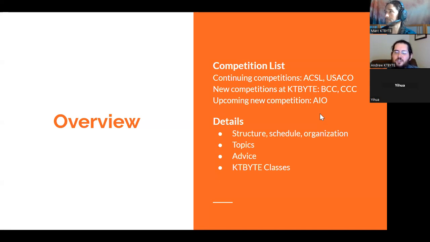So there are some similarities as well as differences between all of these options, and we'll try to clarify those things for you. We'll talk about how they're all organized, what kind of things you should keep in mind for scheduling, what kind of topics are covered, what some general things to keep in mind about them are, and how do our KTBYTE classes relate to the topics that you'd see here.